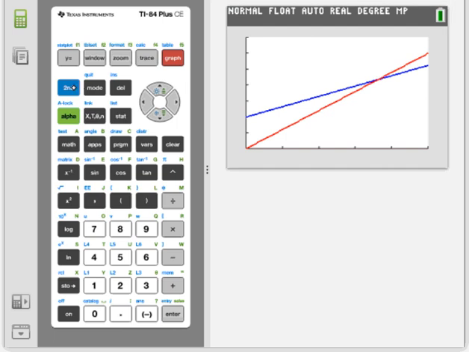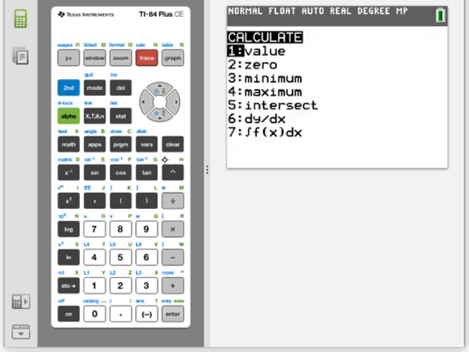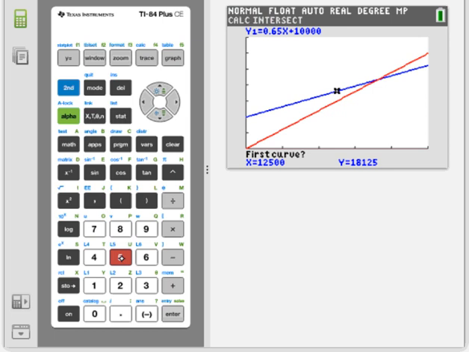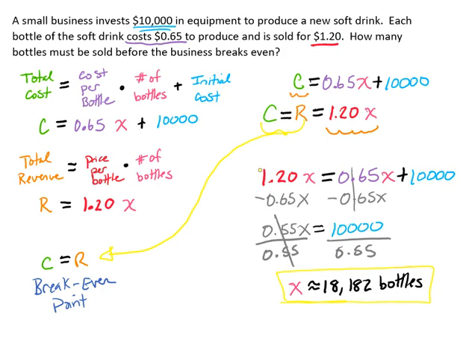We can calculate that using the calculate feature. So second, calculate. We're going to choose option number 5, our intersect option. We have our first equation and our second equation, and we hit graph. We see that we have about 18,181.8, or 18,182 bottles, just as we found using substitution. And so this is how you can find a break-even point with your equations.